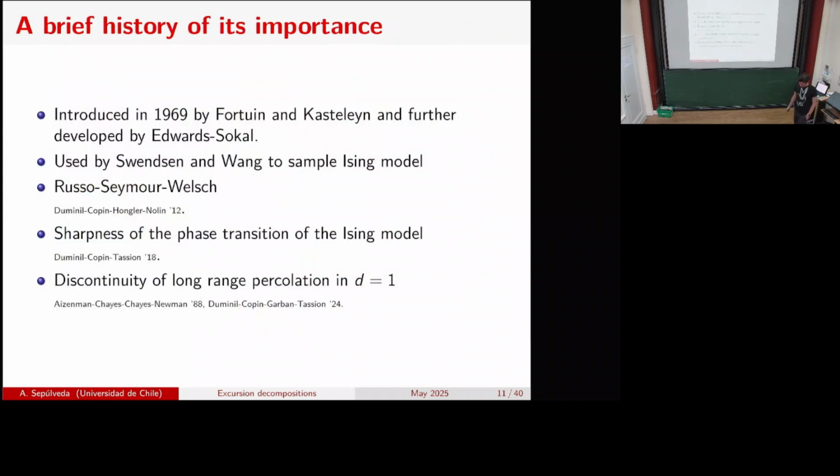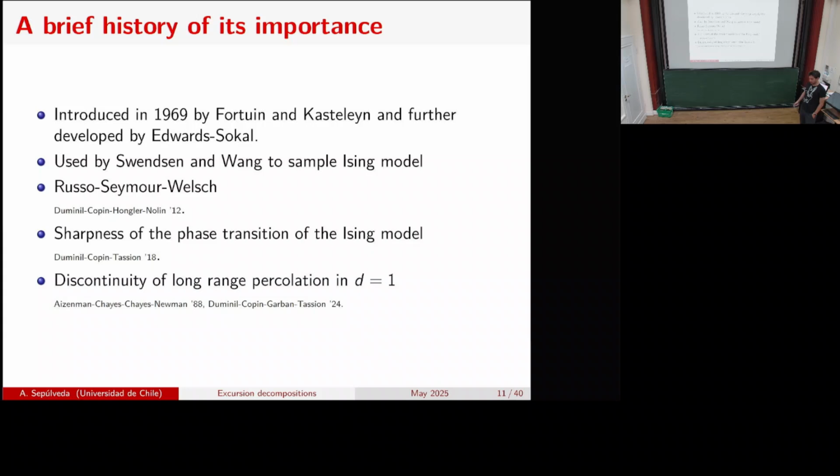So then there are some stories about proving Russo-Seymour-Welsh for FK, which allows you to somehow decouple Ising quite well, and that gives estimates on mixing times of things like that. There is the sharpness of the phase transition of the Ising model that was proven also using the FK representation, and in dimension 1 there is the continuity of long-range percolation, which was proven. So there are two proofs using the FK representation. Why did I have so many problems with ChatGPT is that not all of these proofs were only done using the FK representation, but somehow it's the simplest way, and it's the modern way in many senses, in particular because it allows you to take things that you know how to do for percolation, do small changes, and sometimes it makes it work for Ising, which is surprising in a way.